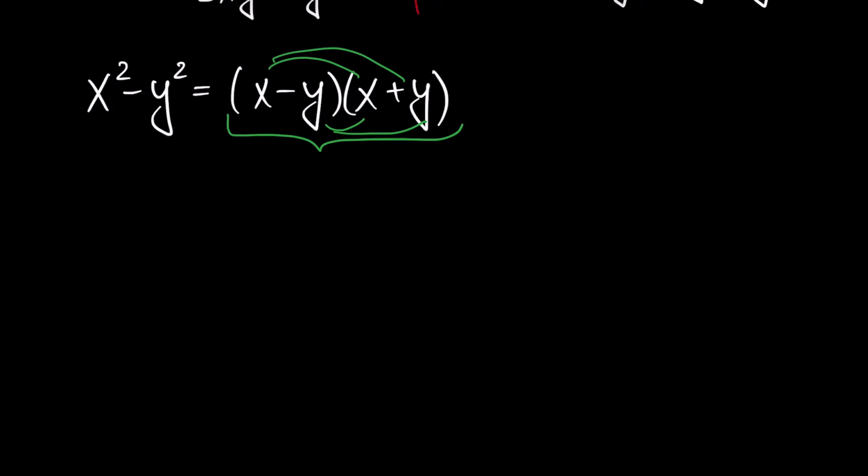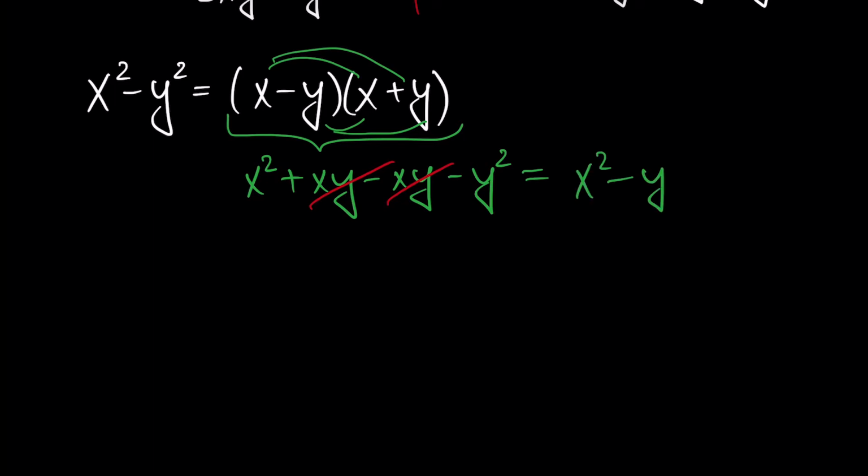So we will have x squared plus xy minus xy minus y squared. And we will have cancellation here. And after cancellation, it will be equal to x squared minus y squared.